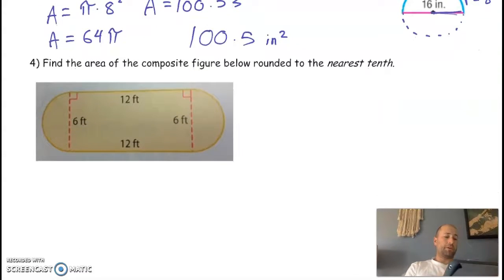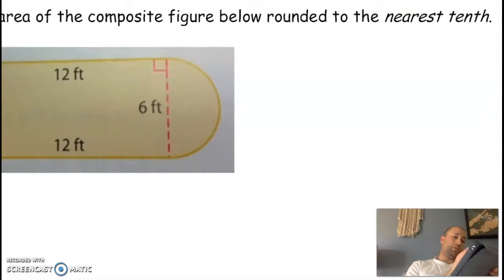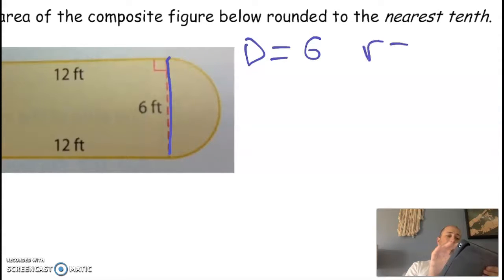Okay, great. So we keep on rolling here to this composite figure. This figure is a half circle and a rectangle. Okay, so here we go. Let's do 2 half circles equals 1 circle. So that 6 feet goes all the way from one side of the circle to the other side of the circle. So the diameter is 6 feet. The radius is 3 feet.